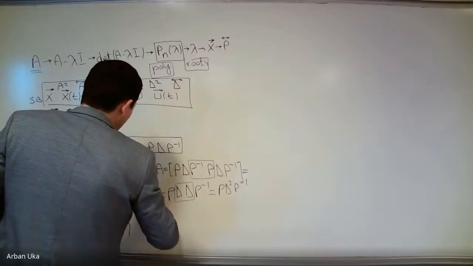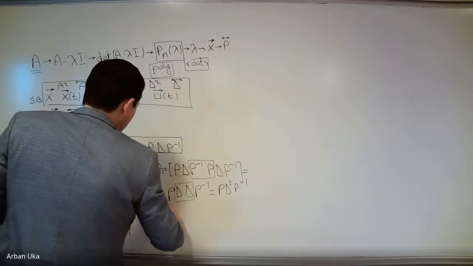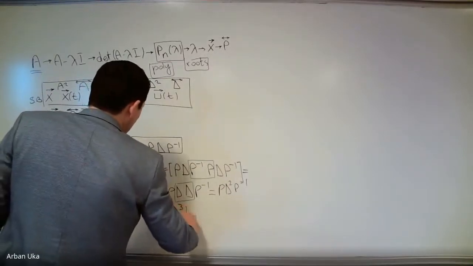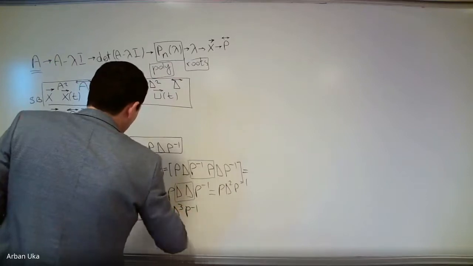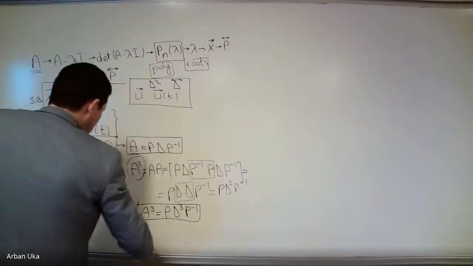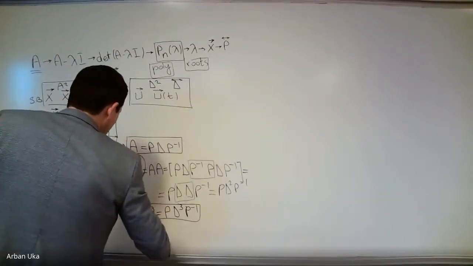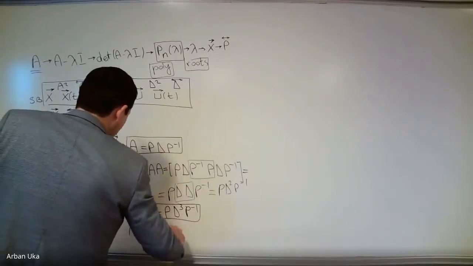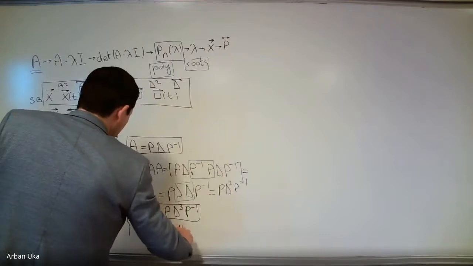Similarly, A to the power 3 is equal to P D cubed times P inverse, okay? So this relationship still holds. And here, in any case, if we have A to the power n, this will be equal to P D to the power n, P inverse.